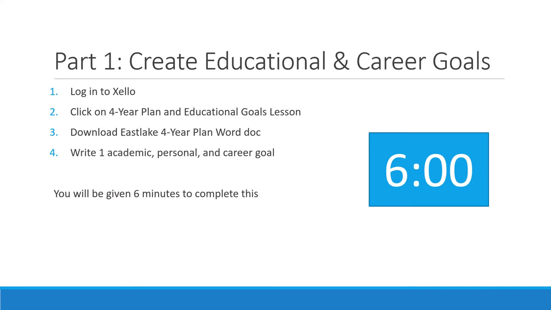Okay, to recap this first part of the lesson, you'll need to log into Zello, click on the 4-year plan and educational goals lesson, download Eastlake's 4-year plan Word doc, and then write 1 academic, personal, and career goal. You will be allowed 6 minutes to complete this for right now, but remember it's not due until January 18th, so it's okay if you don't finish. Okay, so go ahead and get started now.